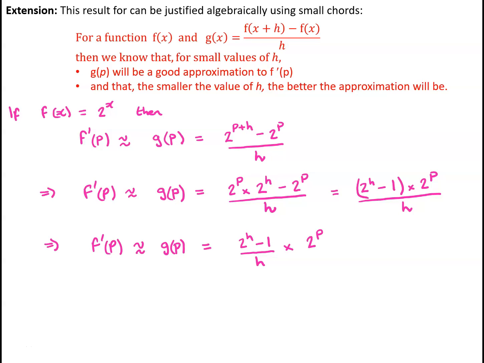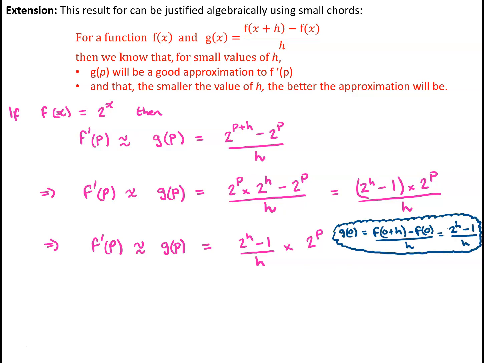Now at this stage we need to notice that g of 0 is defined to be f of 0 plus h minus f of 0 divided by h. But remembering that f of x is 2 to the power x, then f of h is just going to be 2 to the power h. f of 0 is just going to be 2 to the power 0, which is 1. So g of 0 is going to be 2 to the h, take away 1, divided by h. So we can now write that f dash p is approximately equal to g of 0 times 2 to the power p.